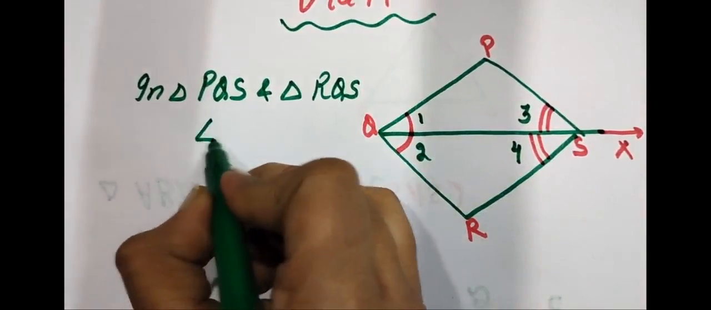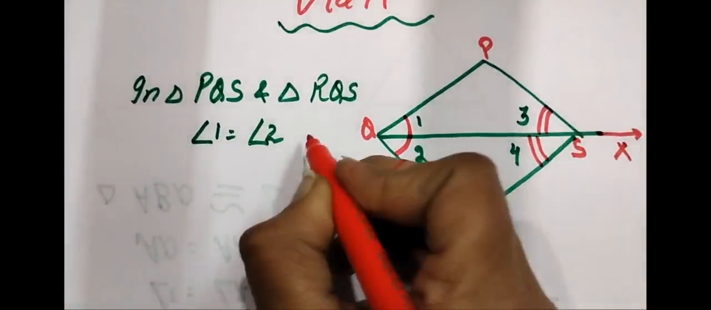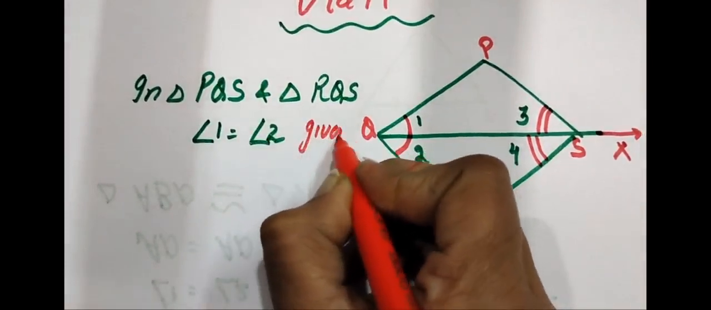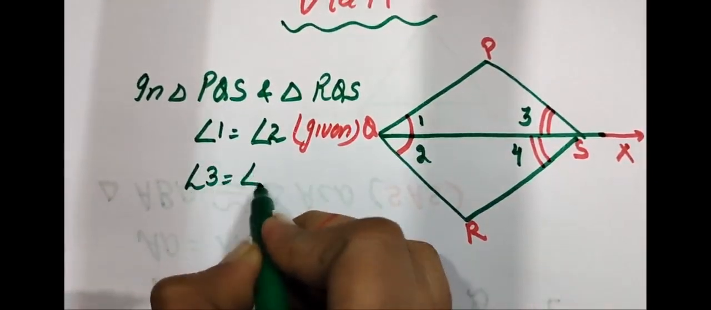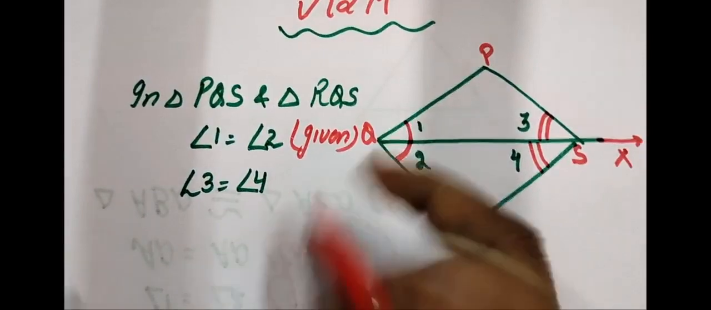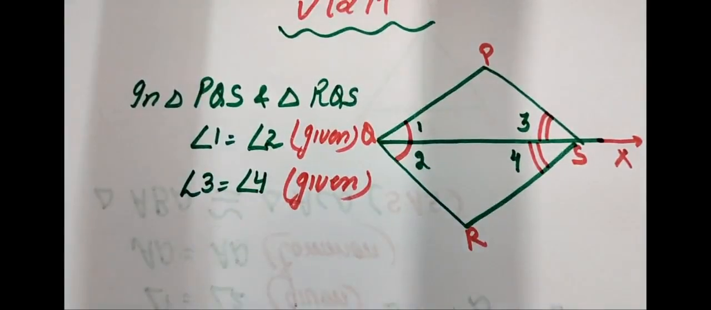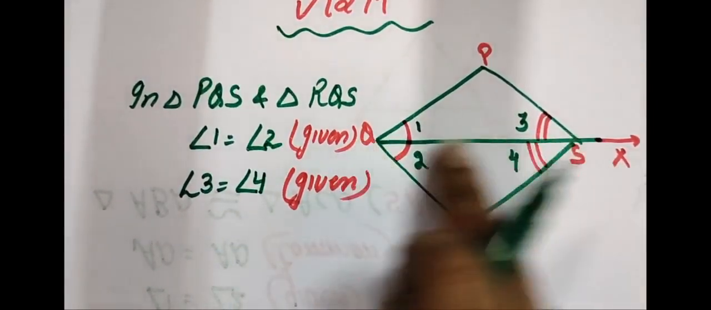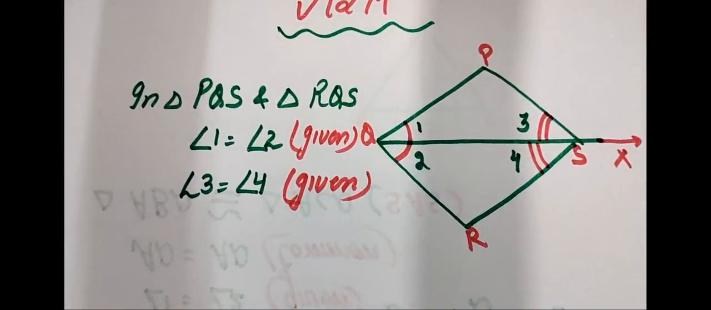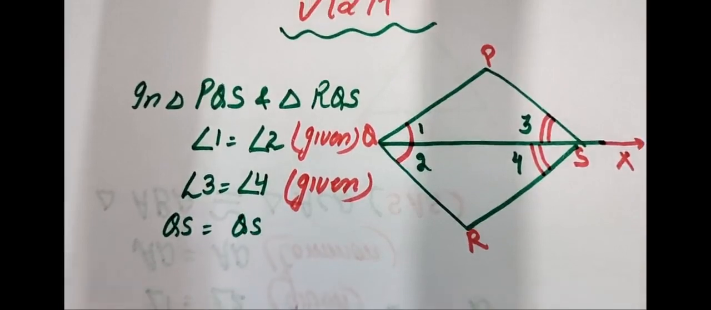So here we can write down. In PQS, angle 1 is equal to angle 2. Why? Same way it is given. So whatever the conditions are given according to the statement, you can simply write down that these conditions are given. So angle 3 is equal to angle 4. This is also given. So simply write down, given. So now the third, again QS is common in both the triangles. So here we'll write down QS is equal to QS, that is common.